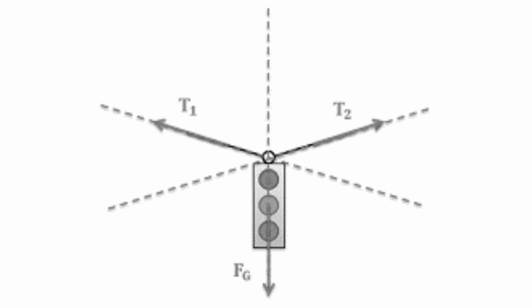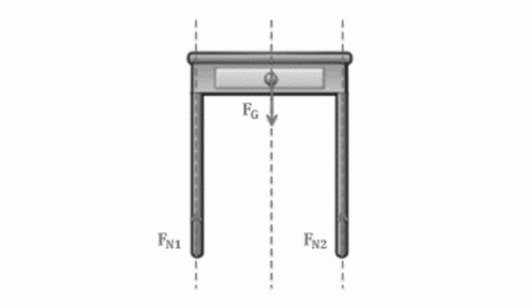In the second one we have a table. Because the lines of action of the gravitational force and the two normal forces do not intersect at a single point, these forces are not considered concurrent.